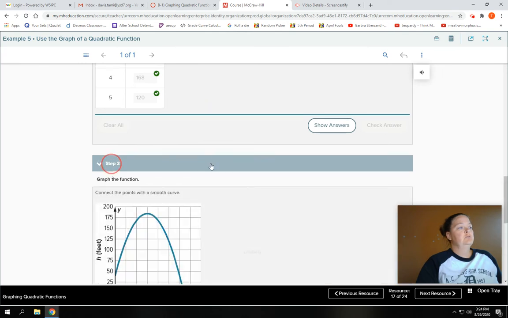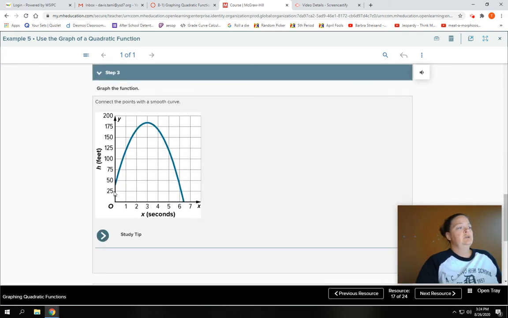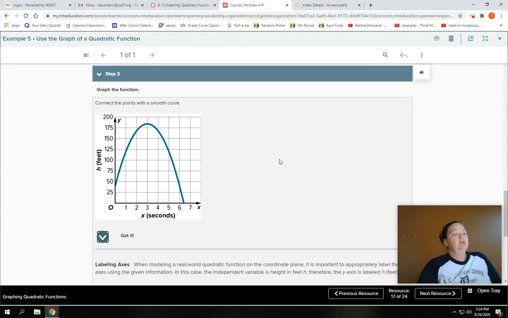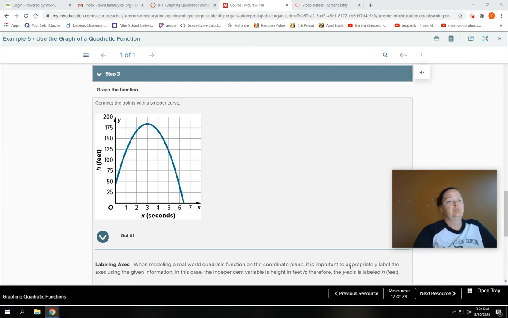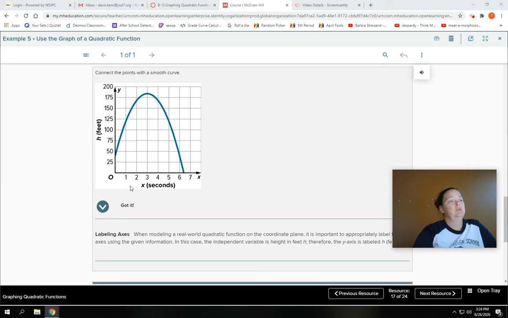Next step is to graph the function. So you plug in all the numbers that you got and you connect them with a smooth curve. When modeling real-world quadratic functions in a coordinate plane, it's important to appropriately label the axes using the given information. In this case, the dependent variable is the height in feet, h, so that's your y-axis, and the independent is your seconds, x, on the x-axis.